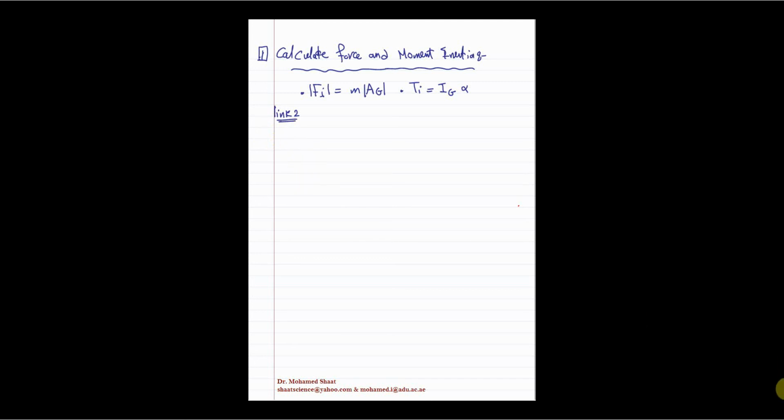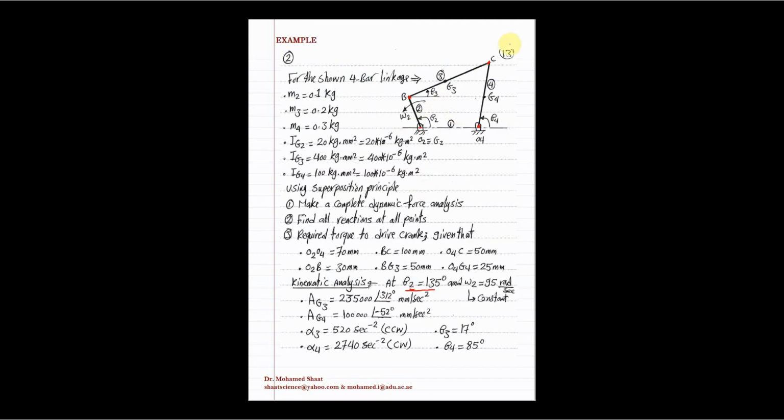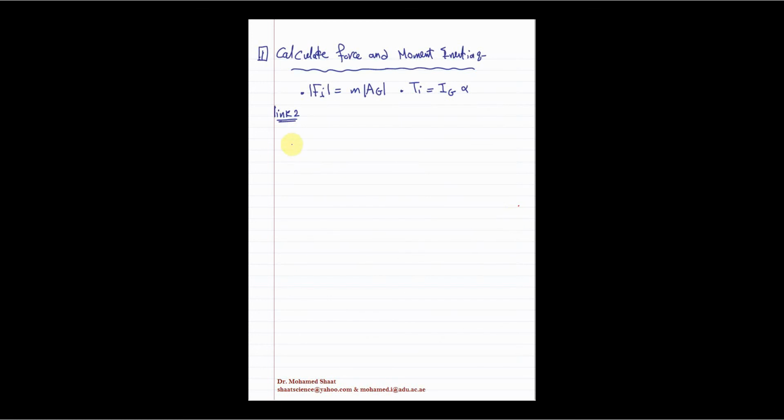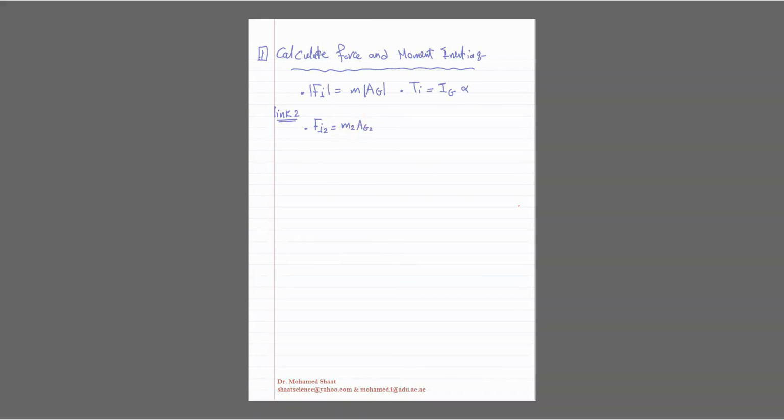As already given on the top here, we do have links 2, 3, and 4. For link 2, to calculate the inertia force, we need the mass. The mass of link 2 is given as 0.1 kilograms, and we need the acceleration, which is already given here, but we have to convert millimeter into meter. We're going to pick the magnitude for now, 235,000. So the inertia force Fi2 should equal the mass of link 2 times the acceleration AG2.